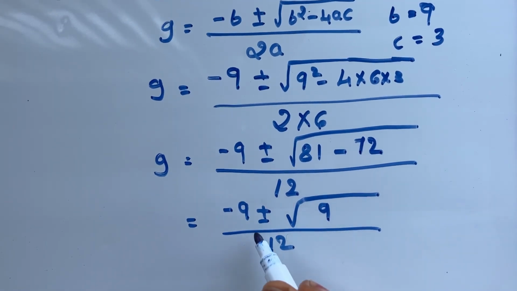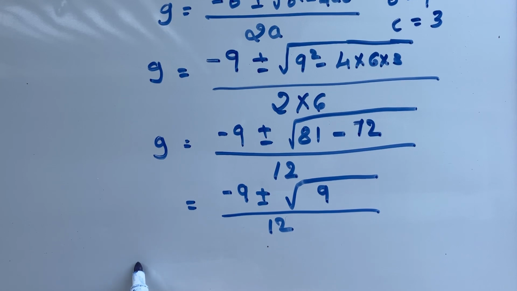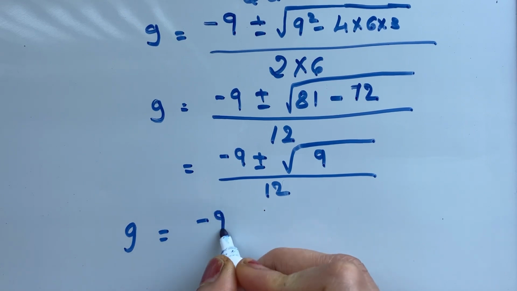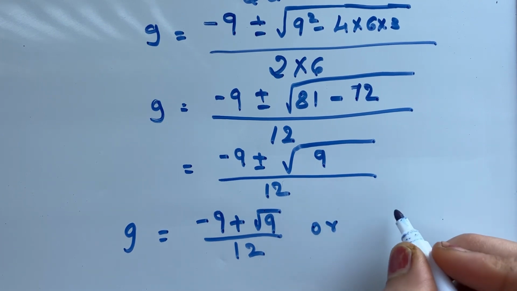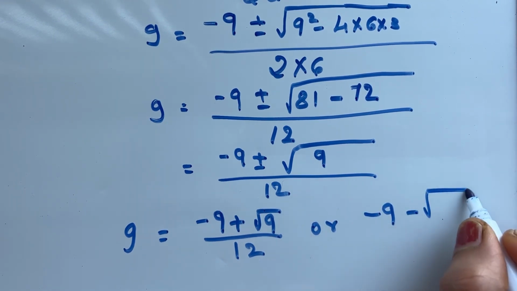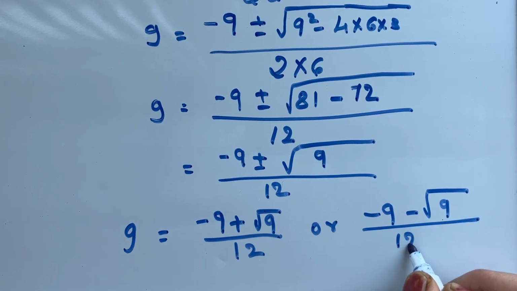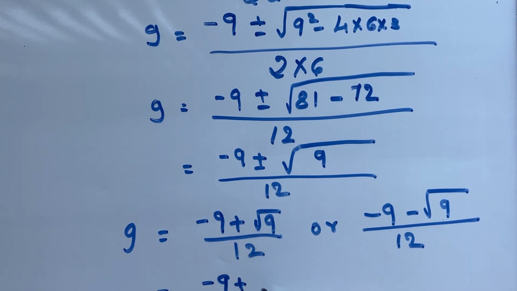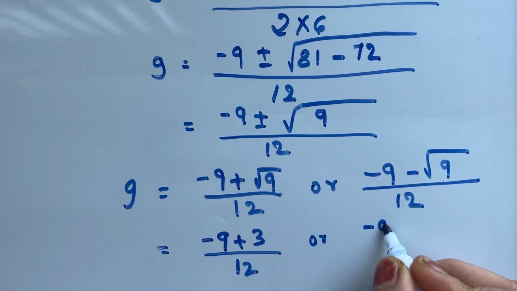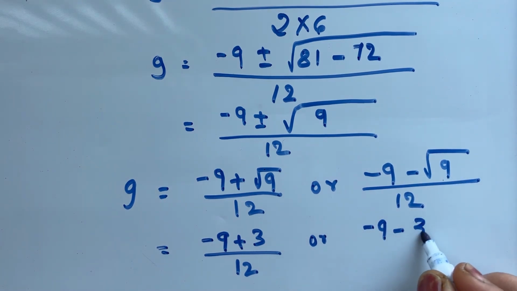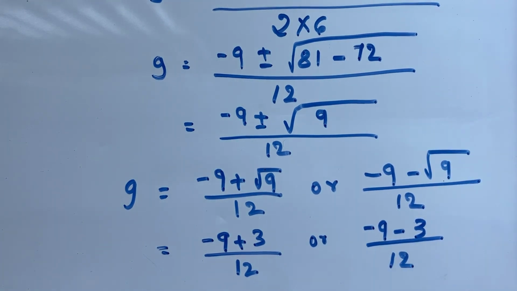Now you split plus or minus. That is, g is equal to minus 9 plus square root of 9 divided by 12, or g is equal to minus 9 minus square root of 9 divided by 12. Minus 9 plus square root of 9, which is 3, divided by 12, or minus 9 minus square root of 9, which is 3, divided by 12.